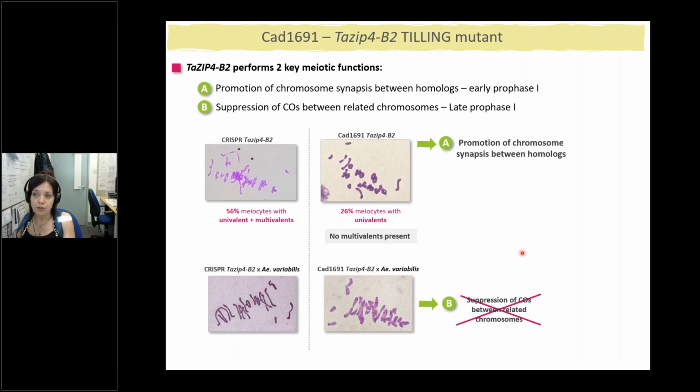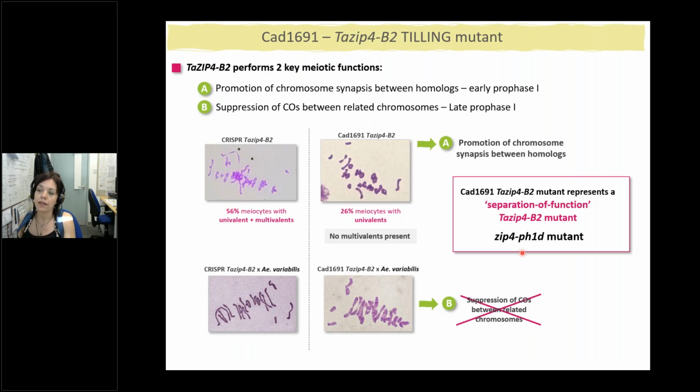And if that is so, then this line represents a separation of function ZIP4 mutant. We have now renamed this line the ZIP4 Ph1 mutant, and further analyzed its phenotype, confirming this separation of function, with a very interesting result, as you will see, for breeding.